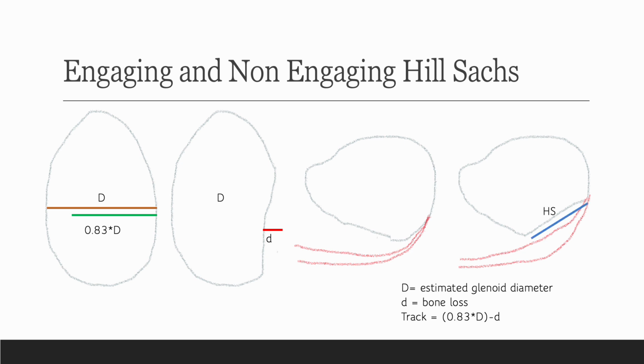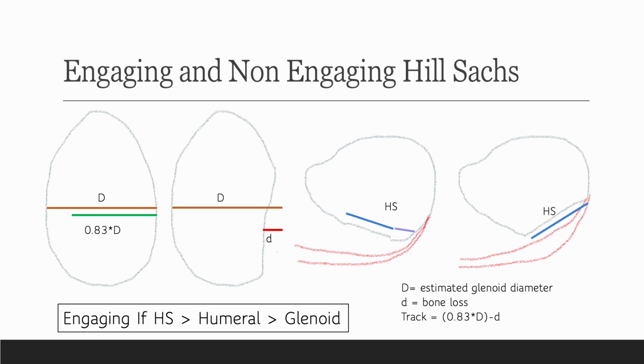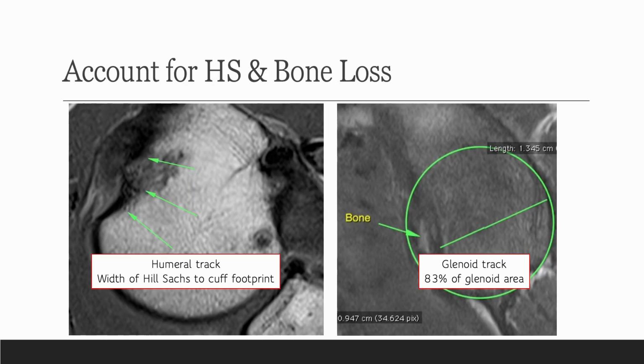So you can see this is the Hill-Sachs lesion. Sometimes the Hill-Sachs lesion could be more medial, in which case we take the transverse measurement of the Hill-Sachs lesion and also the distance of the Hill-Sachs lesion to the infraspinatus. Okay, and that gives you the humeral track. Okay. If you have a patient who has a humeral track that is longer than the glenoid track, then that patient is going to have an engaging Hill-Sachs lesion, or engaging or off-track morphology, which requires surgical intervention.